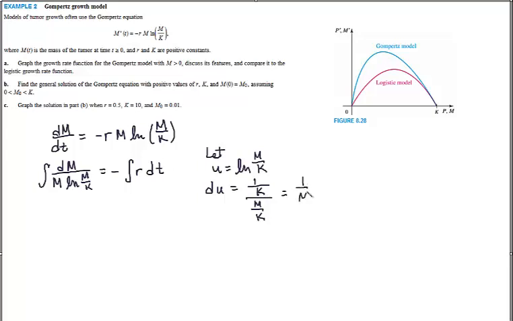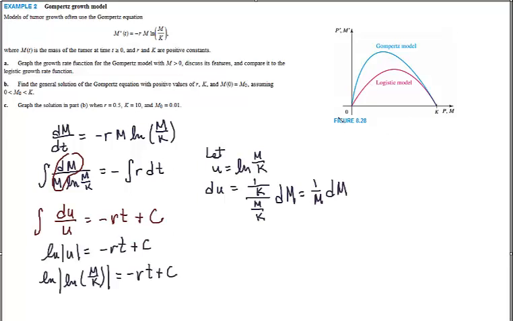Oops, and I forgot my dM. Alright, so let's make note that there is my du, so I'm going to have the integral of du over u, and u is just this, so it's just du over u. That's pretty handy. Alright, so this is minus rt plus C. Alright, and then I'll rewrite in terms of M.